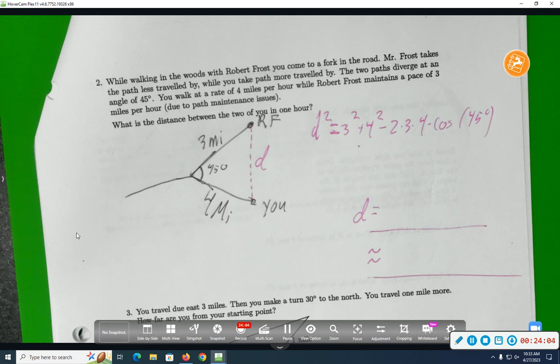So once you have an exact value and maybe a decimal approximation, maybe compare with those around you. You're allowed to do that. This isn't a test.